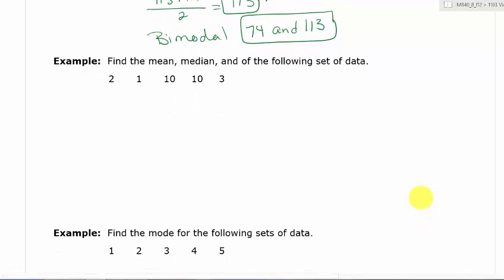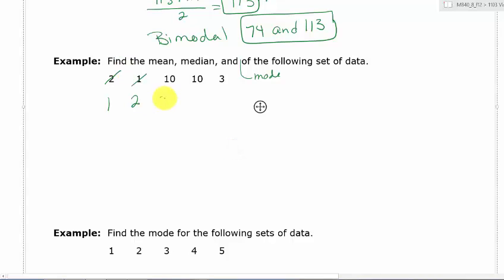In the next example, we're going to find the mean, median, and mode of this as well. So the first step is to order my list. So that's going to be 1, 2, 3, and then I have 10 twice.